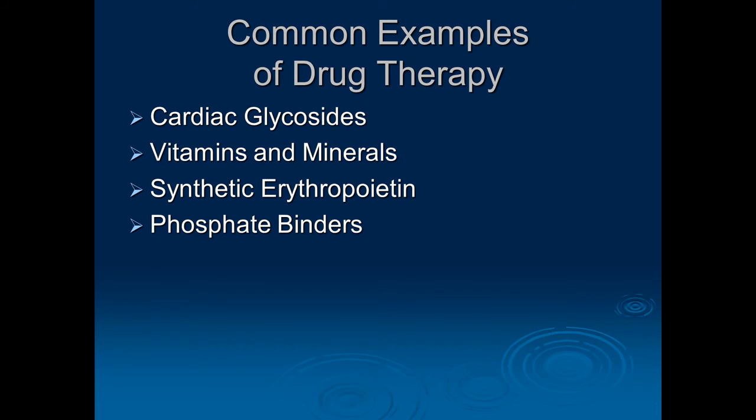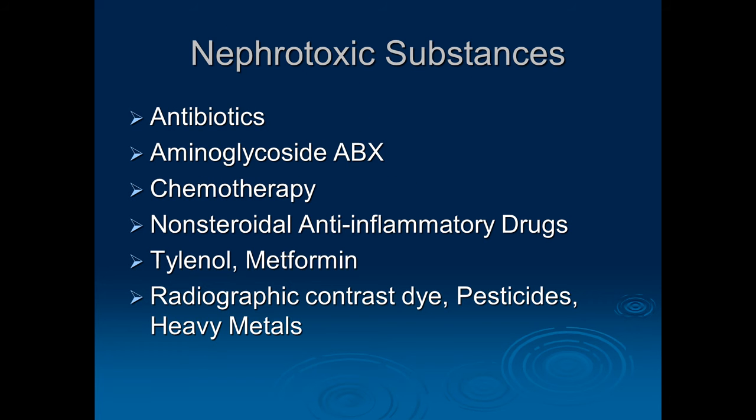So these are some common drugs we see administered. Some drugs that can lead to problems with the kidneys, so nephrotoxic substances, antibiotics. Certain antibiotics are known to lead to kidney problems and kidney failure. Aminoglycoside antibiotics are particularly known for causing damage to the kidneys. Chemotherapy is quite difficult on the kidneys as well.